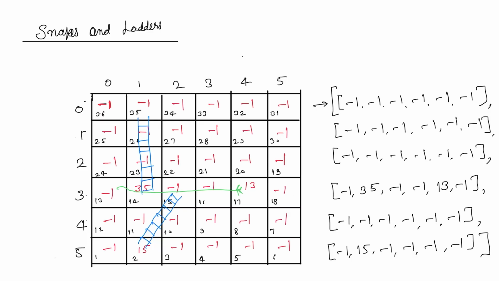I have taken one example here as a test case, whose input has been given in the form of a list. This is the list that has been given as input, and I have created this board. This is the Ludo board now. There are snakes and ladders. Like this, the first list was all -1, the second list also all -1, the third list also -1. In this list, there was -1, then 35, -1, -1, 13, -1, and this was all -1, and this was -1, 15, -1, -1, -1, -1. Okay, so now this board has been formed.